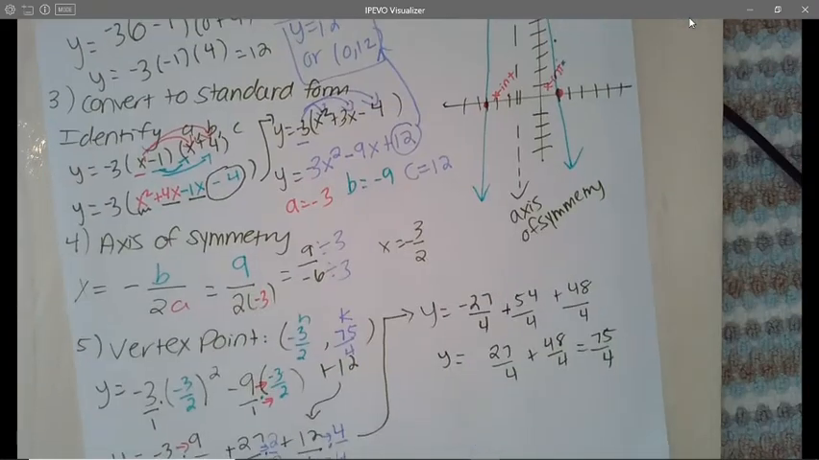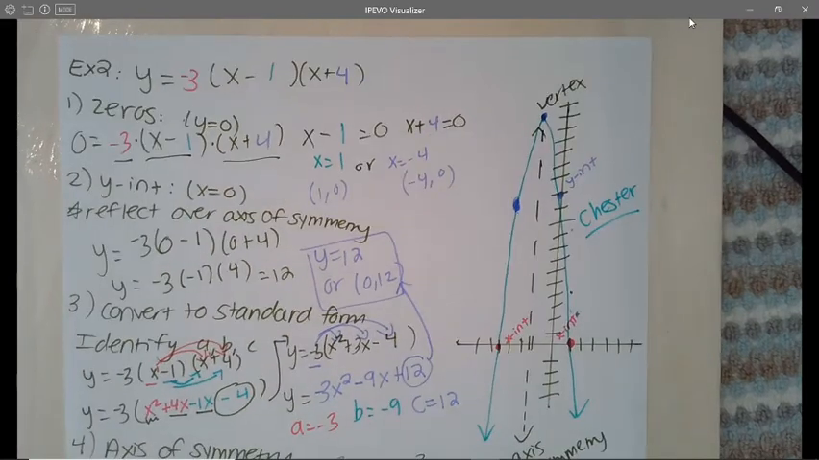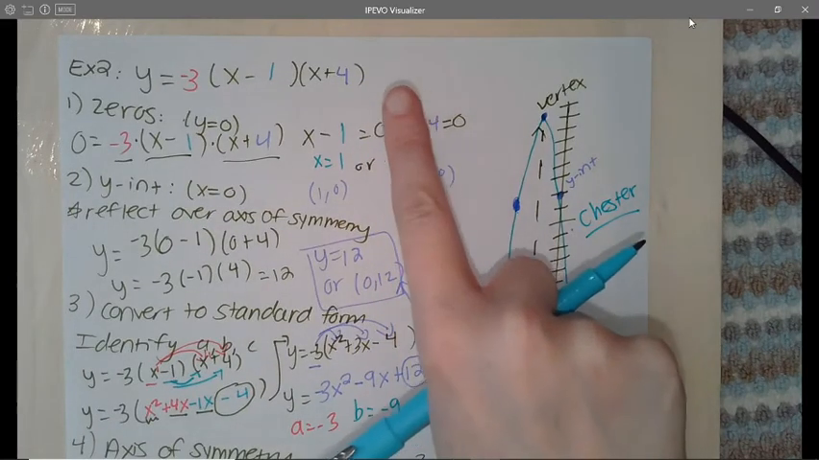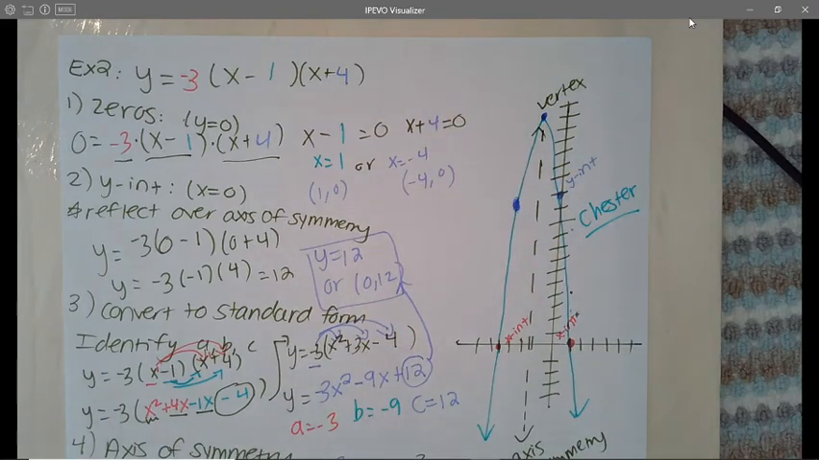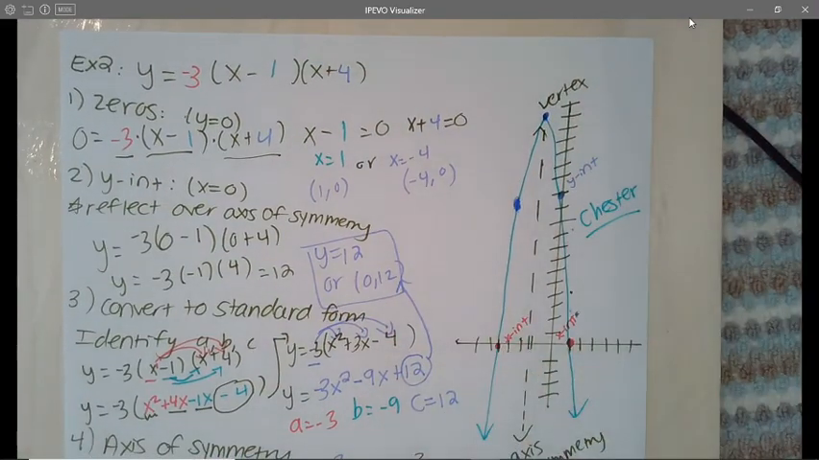All right, you guys, that's how you graph from factored form. So we've learned how to graph from standard form, from factored form, and in a little bit you'll learn how to graph from vertex form. It just keeps getting better, right? All right, well, let's get started on some vertex form. I'm already super pumped up. Let's do it, you guys.